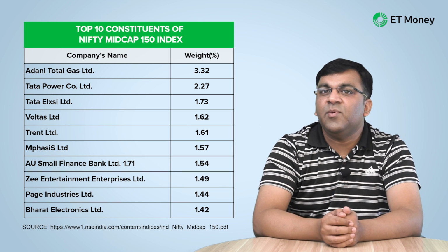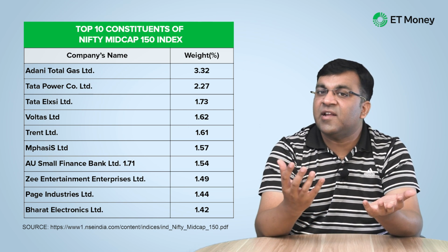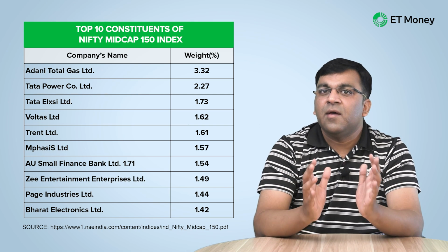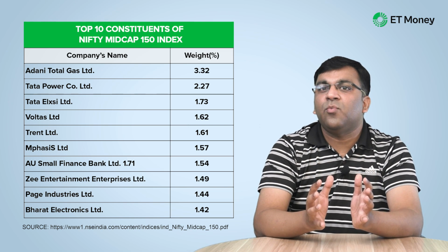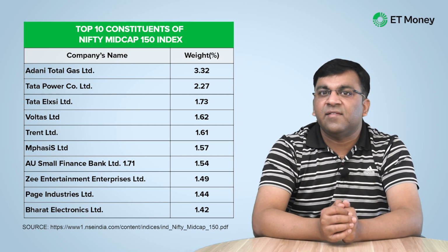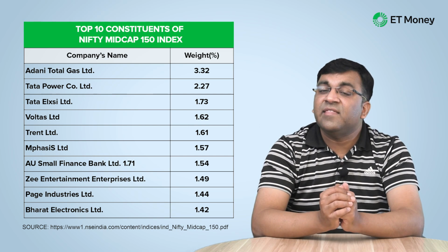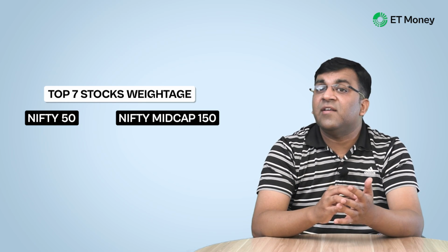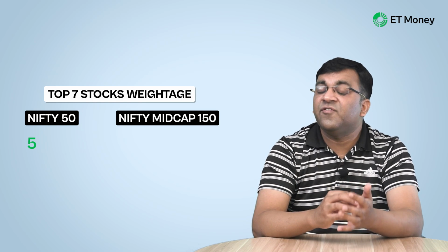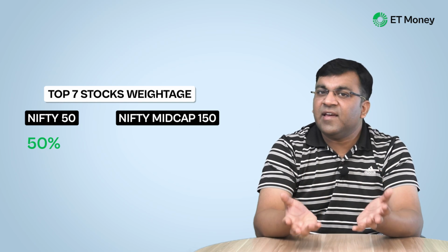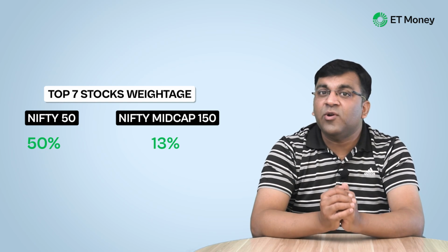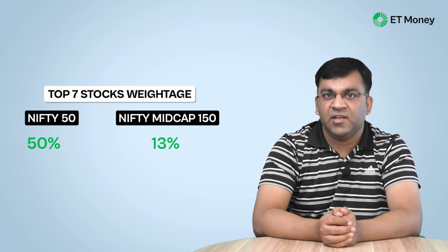This interplay between full market capitalization and the assigned weights is visible at many places in the index, but what was also pleasing to note was that the Midcap 150 index is a lot more diversified than the Nifty 50 index. So unlike the Nifty 50, where the top 7 stocks occupy 50% of the weightage, in the case of Midcap 150, the top 7 companies contribute to only 13% of the index weightage.